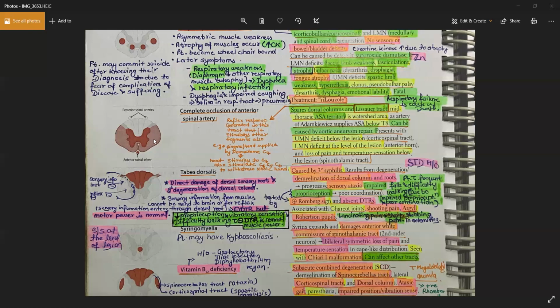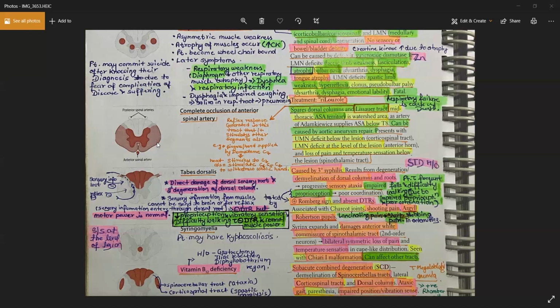You will also, because of a damage in the anterior and the lateral spinothalamic tract, get a loss of all the pain and temperature. Is it contralateral or at the same side, ipsilateral? Both sides will be affected, because the anterior spinal artery is supplying both sides of the spinal cord.